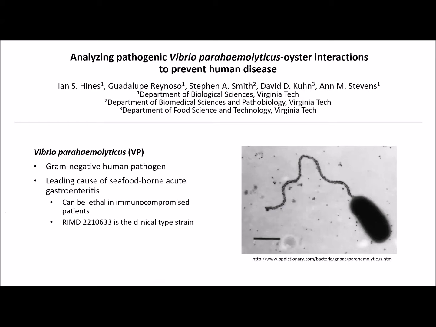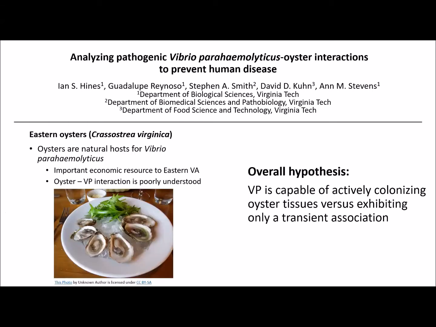Vibrio parahaemolyticus, or VP for short, is a gram-negative human pathogen and globally is the leading cause of seafood-borne gastroenteritis. One of the type strains with which we work is RIMD. The number one way in which people become infected with VP is by consuming raw or undercooked shellfish, especially oysters. Oysters are a very important resource to Eastern Virginia, specifically the eastern oysters. And cases of VP infections are still going up worldwide, despite efforts to mitigate infection.